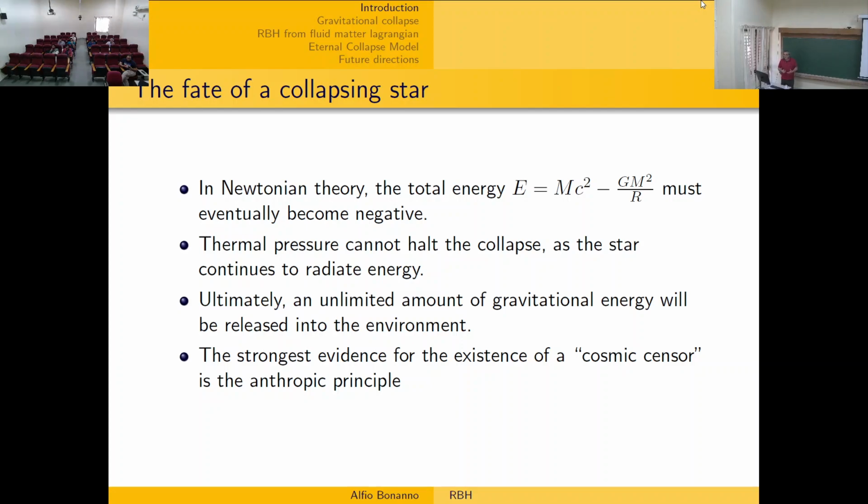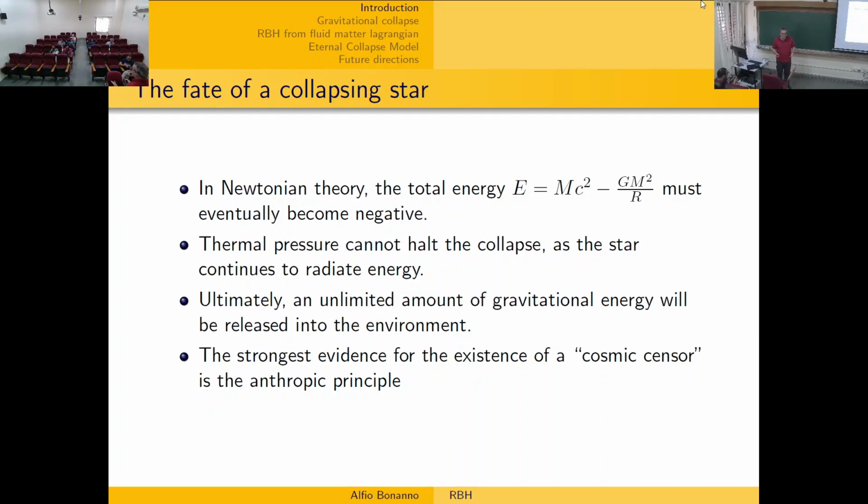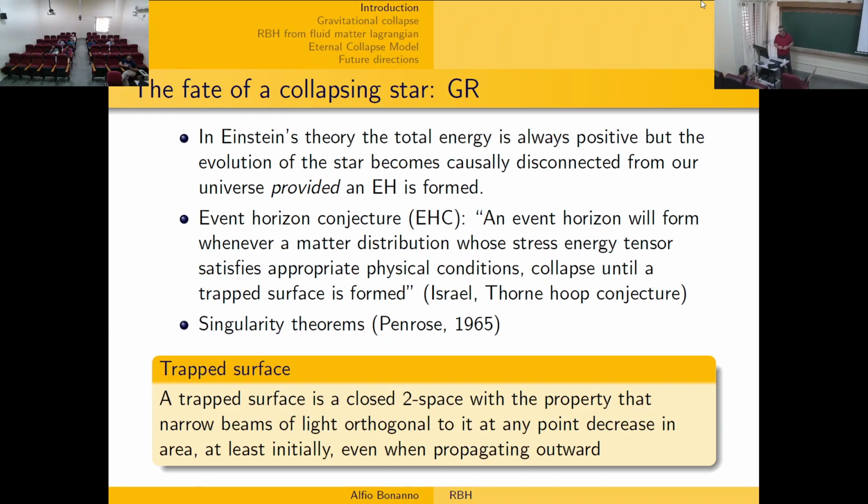So in a sense this can be taken as an indirect evidence, of course, for the existence of a sort of cosmic censorship, because otherwise we would not exist. There would be no life in the universe, okay? So if you use this as an anthropic principle, that's already an argument for the fact that singularities in the universe must be somehow hidden. So in Einstein theory, what happens? The total energy is always positive, okay? That's at variance with what happens in Newtonian theory.